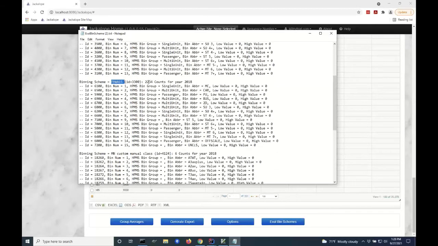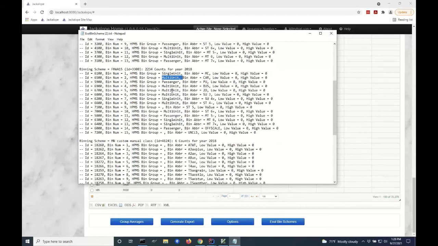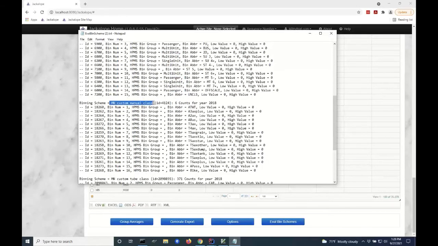FHWA 15, there are 2,200 of those, and this is also messed up. Bin 2 is not multi-unit in the FHWA. And then Minnesota has some custom class schemes, and there are only 6 of those.